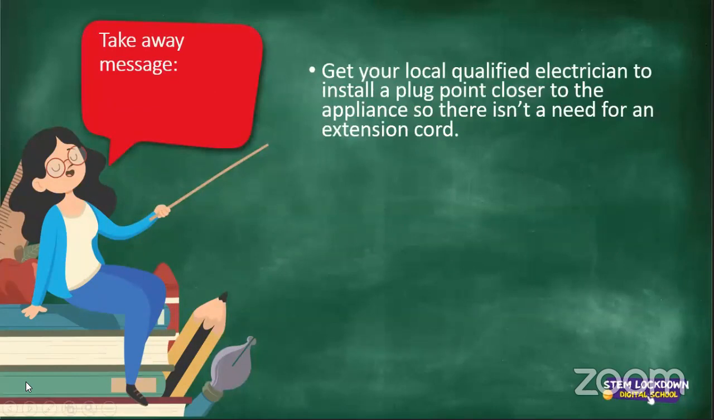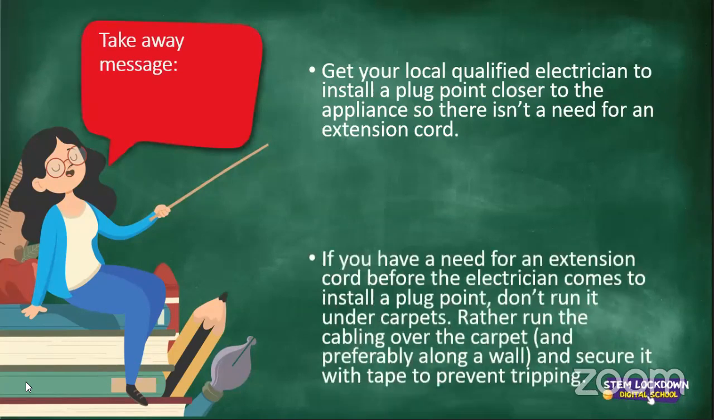Just a takeaway message, right? Get a qualified electrician to install a plug point closer to the appliance so that there isn't a need for an extension cord. For example, if maybe your TV set is put far away from the main plug, maybe you should consider moving your TV set closer to the main plug so that you can avoid any cables from lying around on the floor, right? If you're charging your phone, rather go put your phone closer to the socket, unlike having the wire along your thighs or along where you're sitting or something like that, all right?